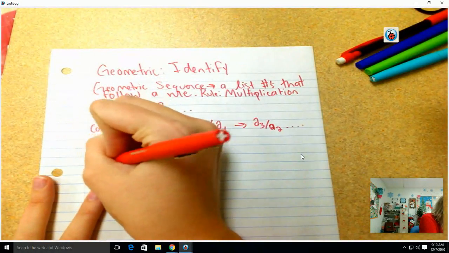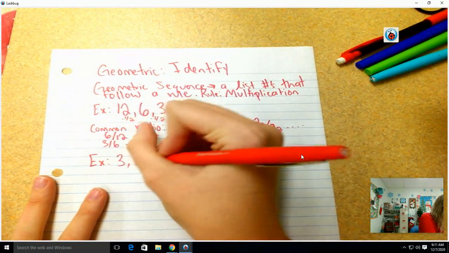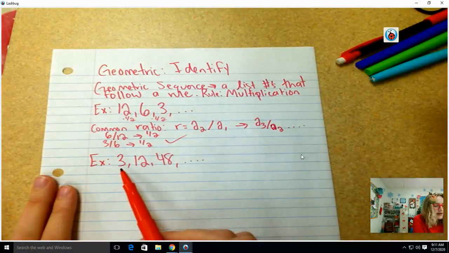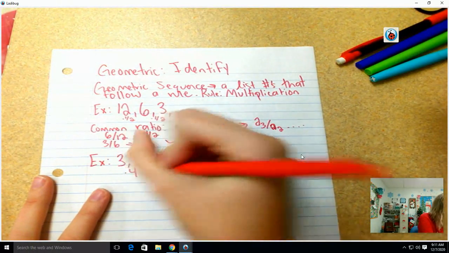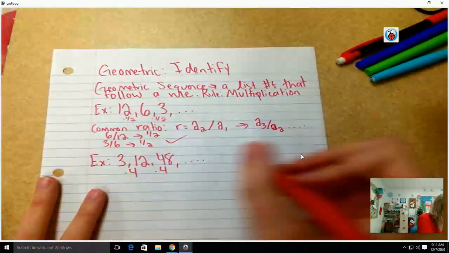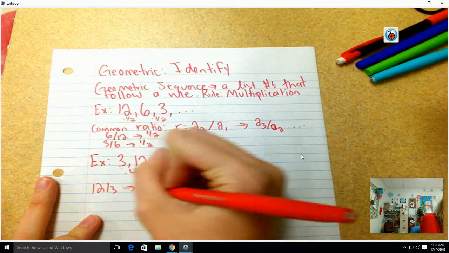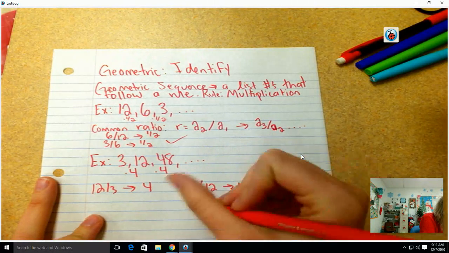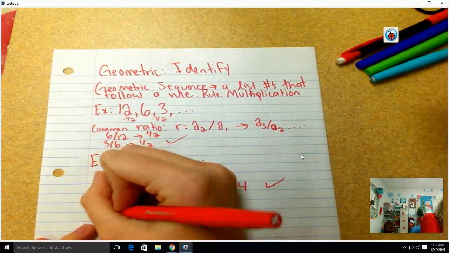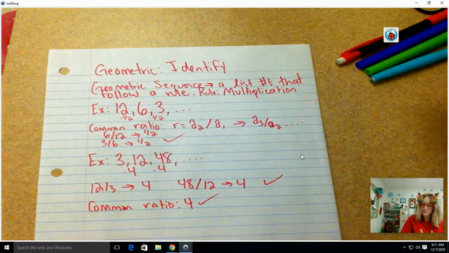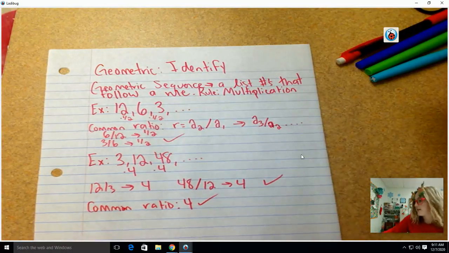Another example would be if I have 3, 12, 48, and so on. What am I multiplying by to get from 3 to 12? Most of us can say we're multiplying by 4. From 12 to 48, that's also times 4. Or if you weren't too sure, you could do 12 divided by 3, which gives you 4, and then 48 divided by 12 is also 4. So your common ratio is 4. That's how you're going to tell if it is a geometric sequence: checking for your common ratio.